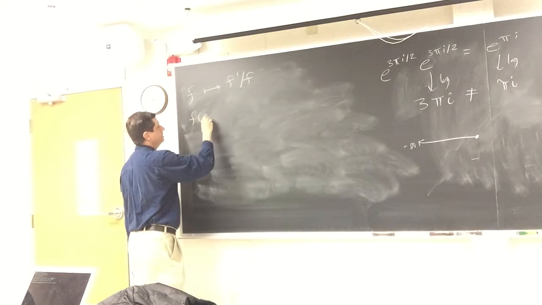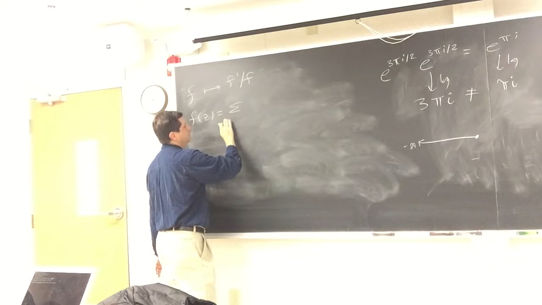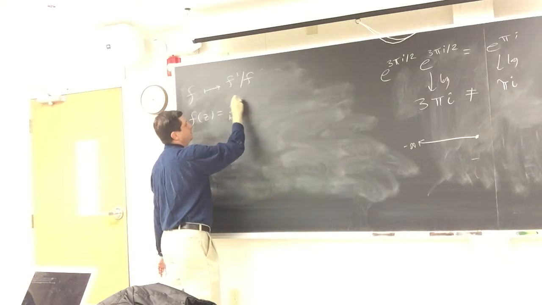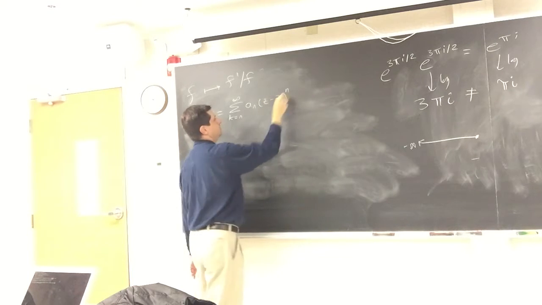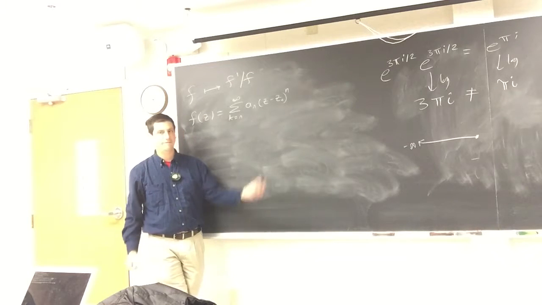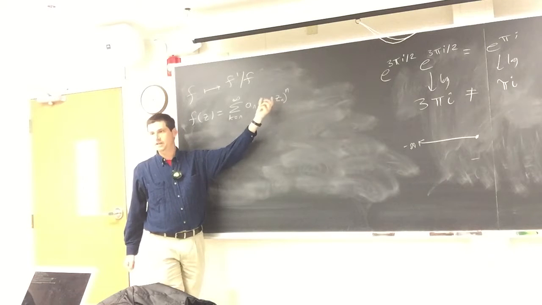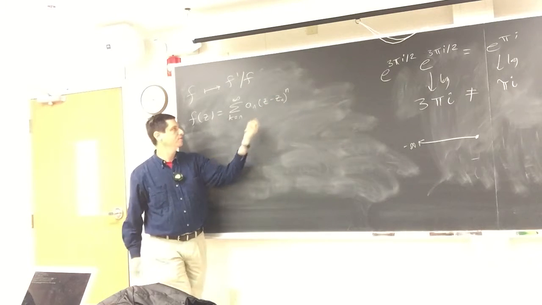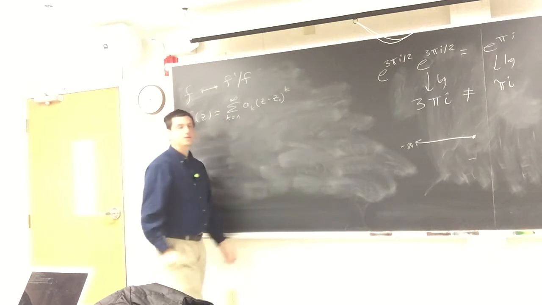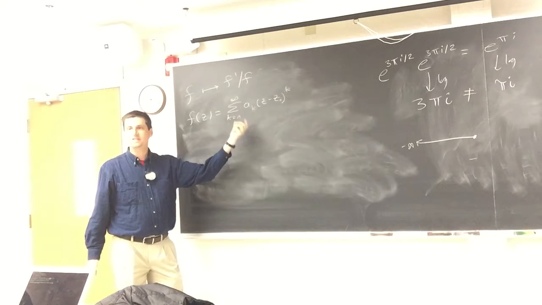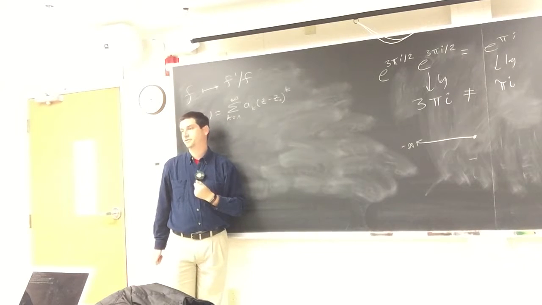Let's say we have f of z is the sum, k goes from n to infinity, of a_k times z minus z naught to the k. We have some kind of Taylor series expansion. If n is greater than 0, we have a 0. If n is less than 0, we have a pole. If n equals 0, then the function will not vanish.